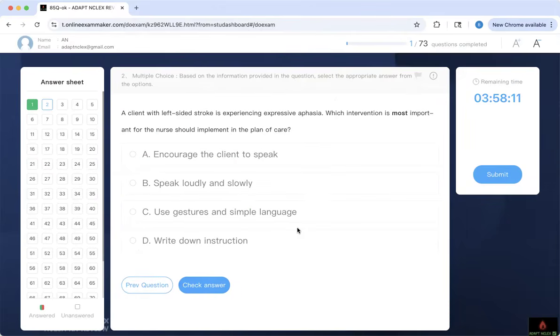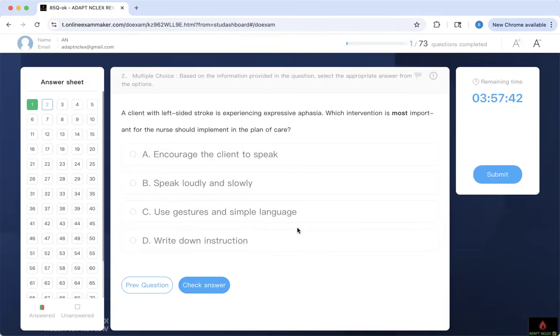Number 2, neurology. Read the question from the back. Which intervention is most important for the nurse to implement in a plan of care? About what? A client with what? Left-sided stroke is experiencing expressive aphasia. What do you want to include in the plan of care? Encourage the client to speak loudly and slowly. Use gestures and simple language. Write down instructions. Stop the video, pick your answer, and I will give you the concept.